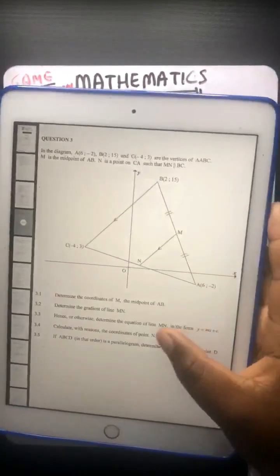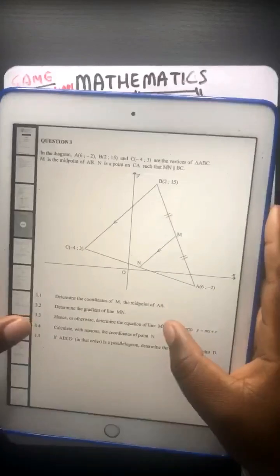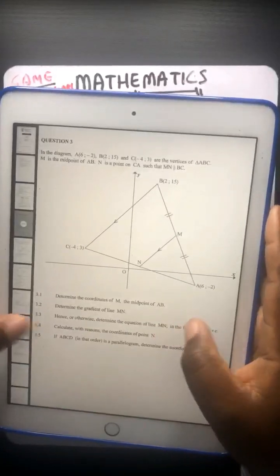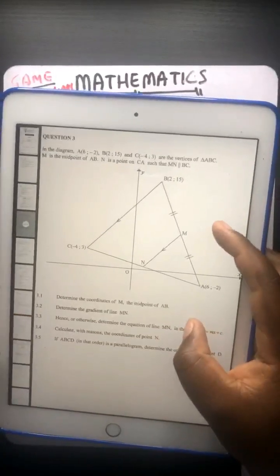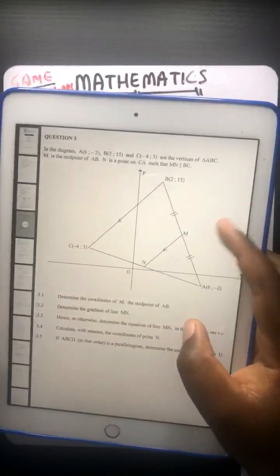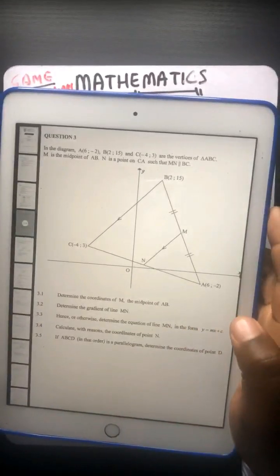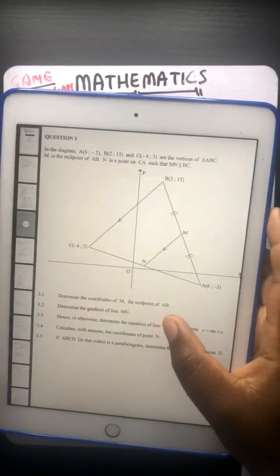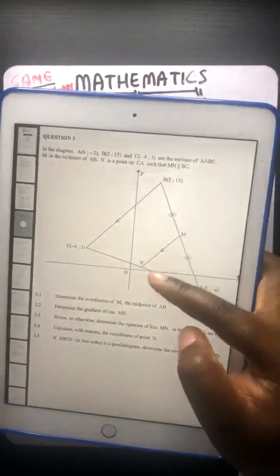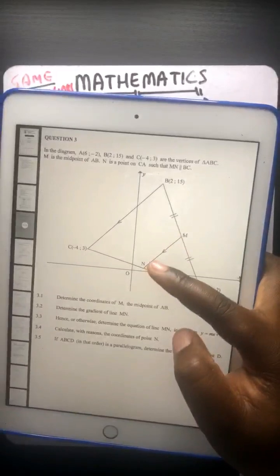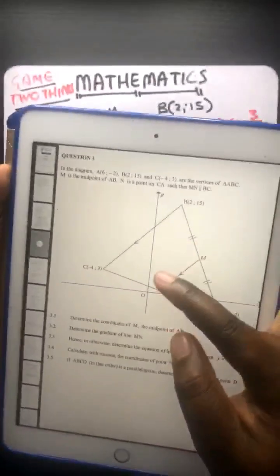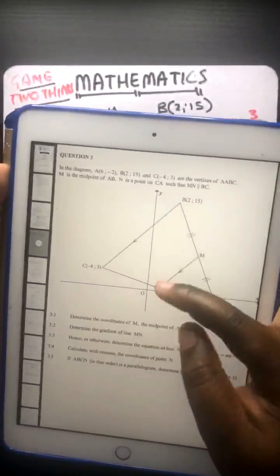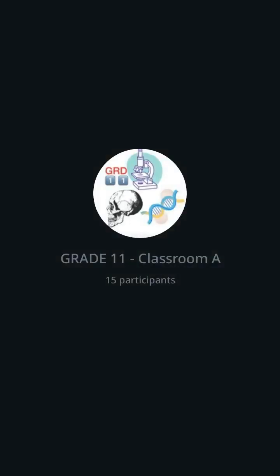So you now move on to the next question, 3.2. Determine the gradient of MN. You don't need to write anything. You talk to yourself. Let's see. Determine the gradient of MN. Where is M? There is MN. But from the statement, they said MN is parallel to that. Then you know you use these two things to calculate that gradient, which is equals to. You don't need to write anything.